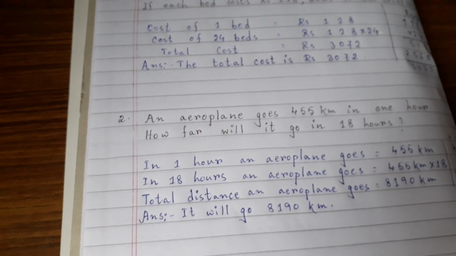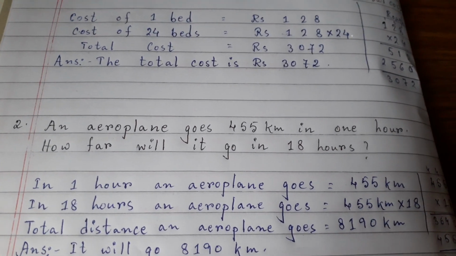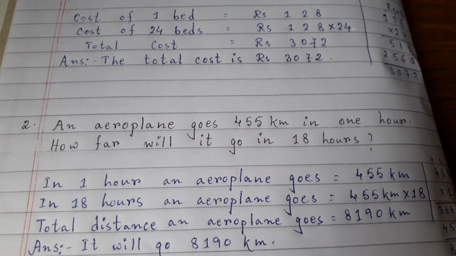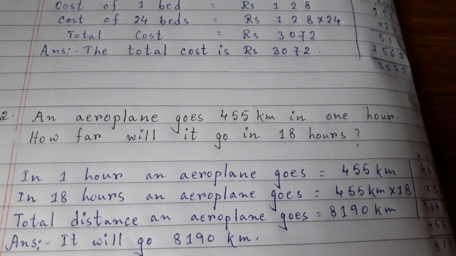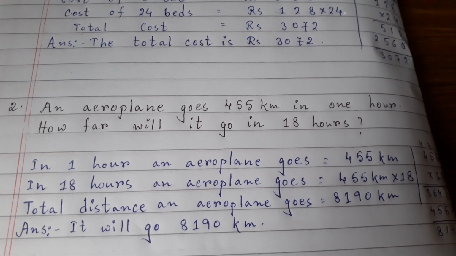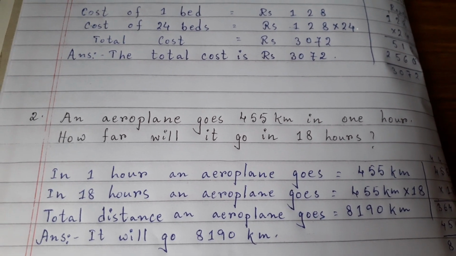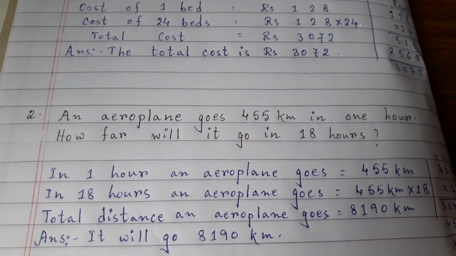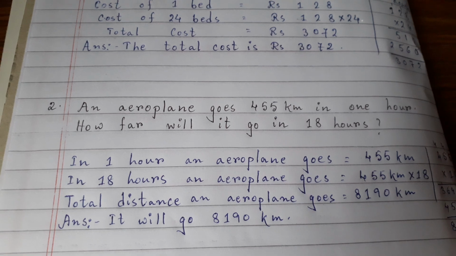Now I am going to sum number 2. The question is, an aeroplane goes 455 km in 1 hour. How far will it go in 18 hours? In 1 hour, an aeroplane goes how many kilometers? 455.